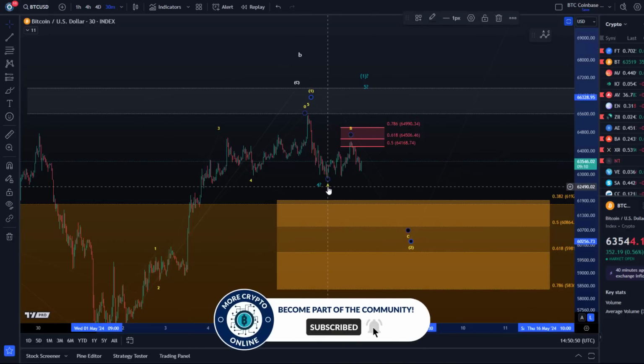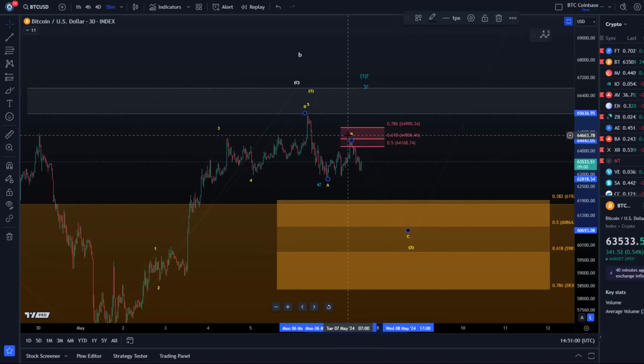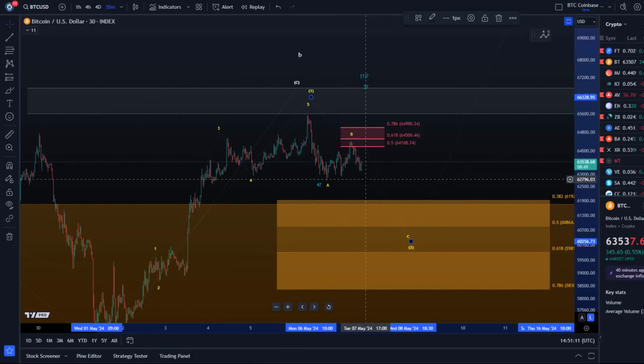We completed wave A, we rallied in the B wave, we looked at the resistance area in the previous video, and this here was the B wave resistance area. And from here, it's possible that a C wave to the downside has started. However, I mentioned in the previous video that to confirm that wave C is unfolding, we need to see a break below the A wave low.